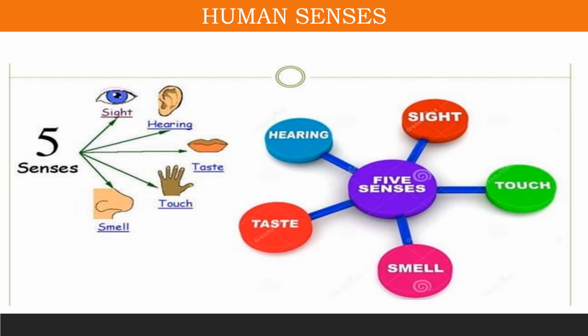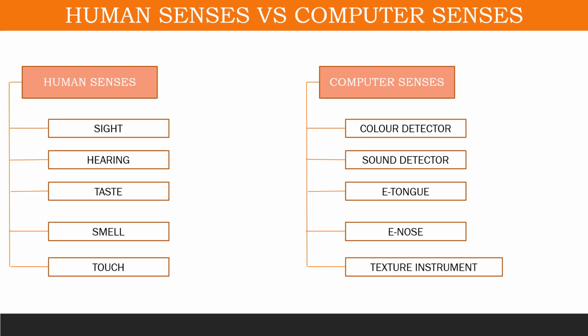What are human senses? As we all know, we have five human senses: sight, hearing, taste, touch, and smell. In this slide, I have covered a comparison between human senses versus computer senses. As we have sight, we have developed a color detector in parallel for computer-aided sensory evolution. As we have hearing, we have developed a sound detector. As we have taste, we have developed e-tongue. As we have smell, we have developed e-nose. And for touch, we have a gesture instrument.